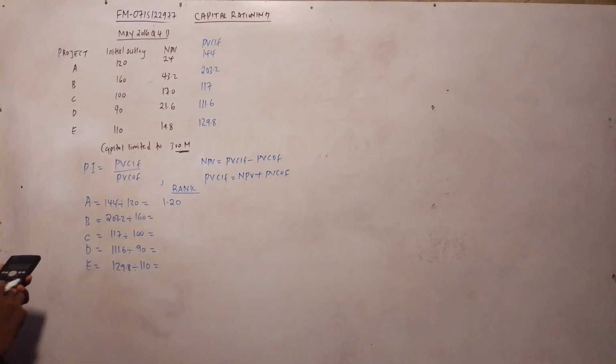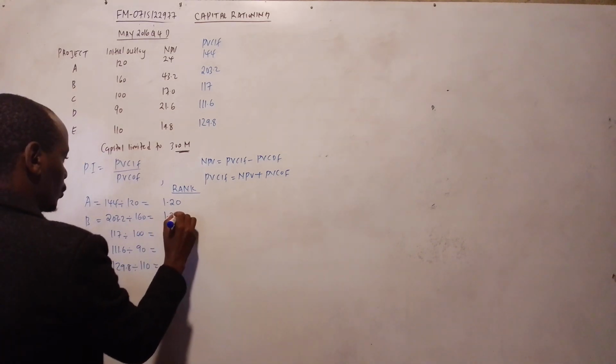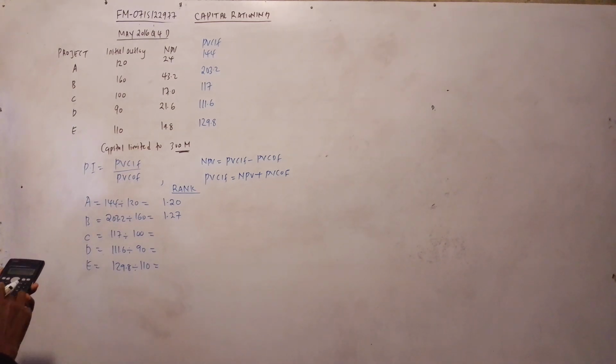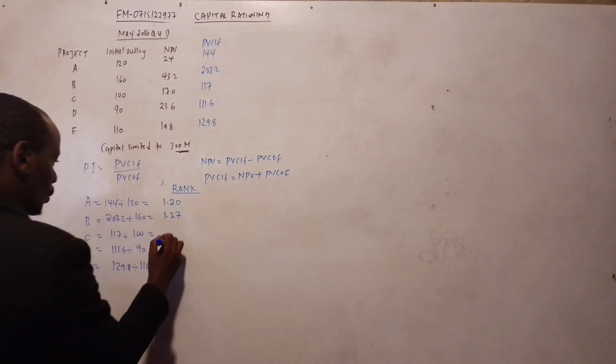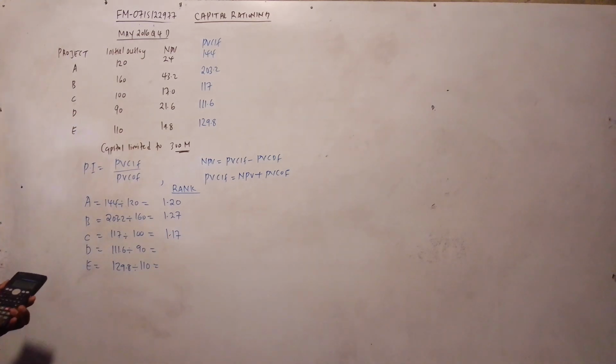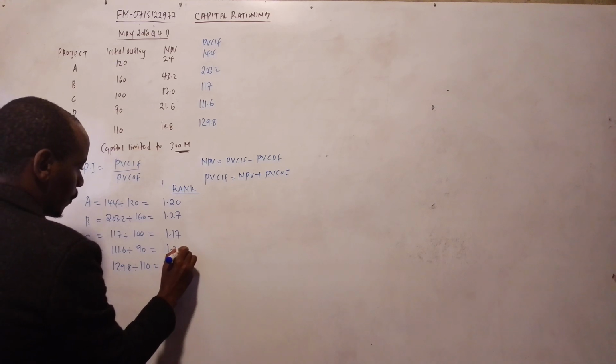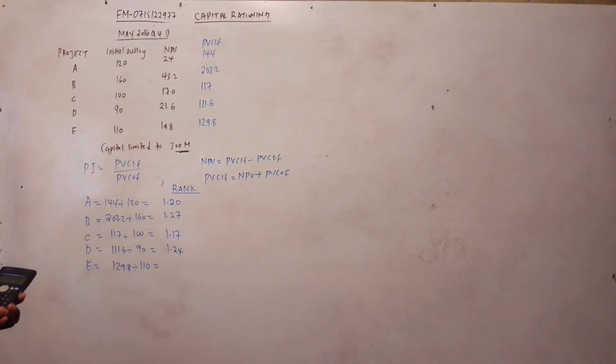1.27. 117 divided by 100, 1.17. 111.6 divided by 90, 1.24. 129.8 divided by 110, 1.18.